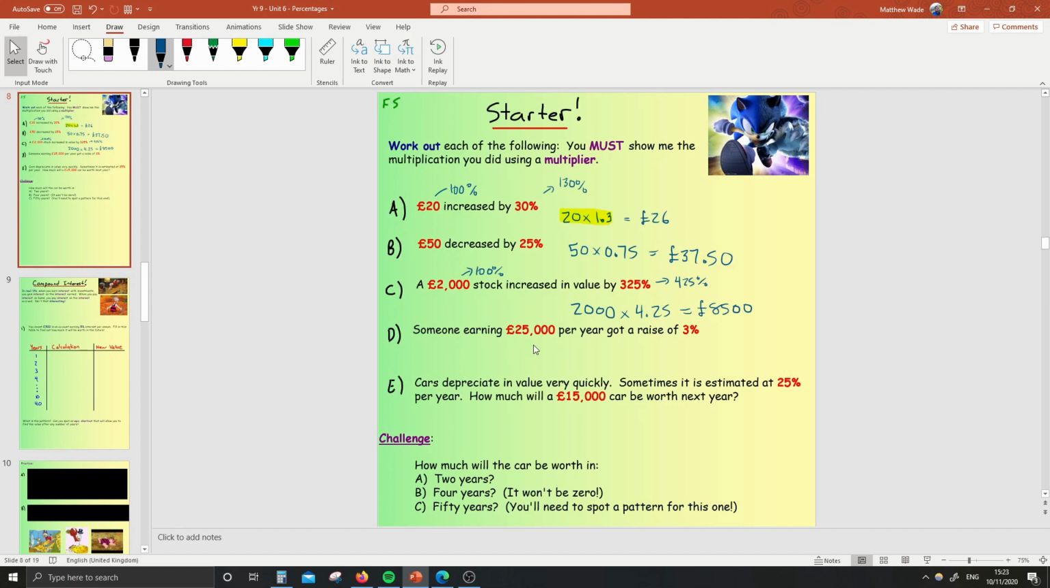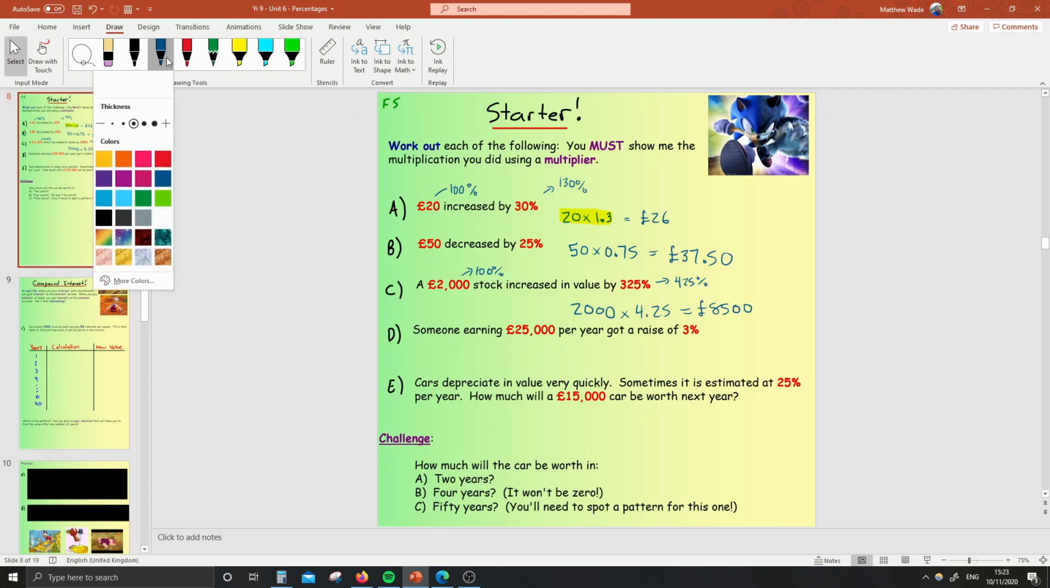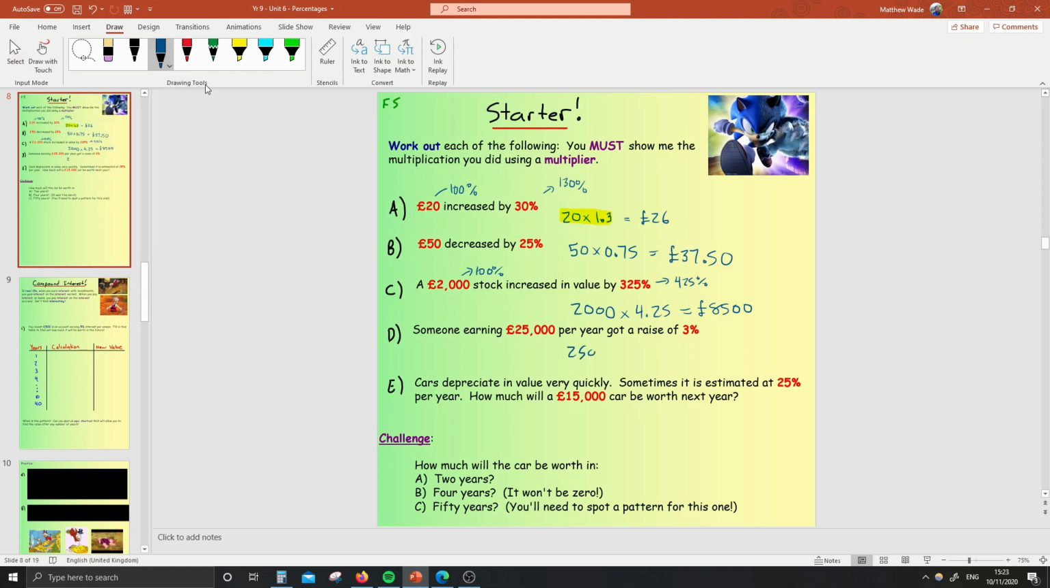Cool. Someone earning 25,000 pounds a year got a raise of 3%. Let's see, it's 25,000, and a raise of 3% is 1.03, because it'd be 103%. 25,000 times 1.03 equals 25,750. So yeah, they got a 750 pound raise.